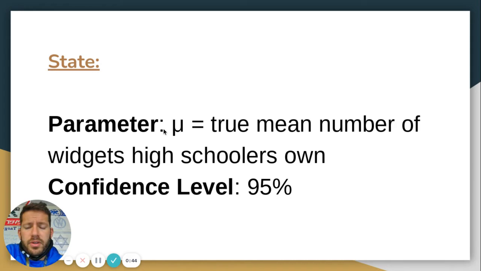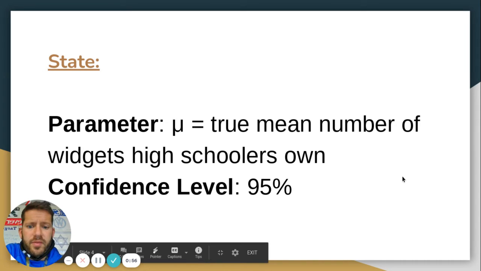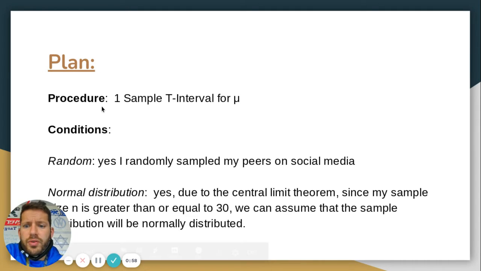So what I'm doing is I want to find my parameter and estimate my parameter using a confidence interval. I want to estimate the parameter of mu, which is the true mean number of widgets high schoolers own. And I chose a confidence level of 95%. I'm going to do a one sample t interval for mu.